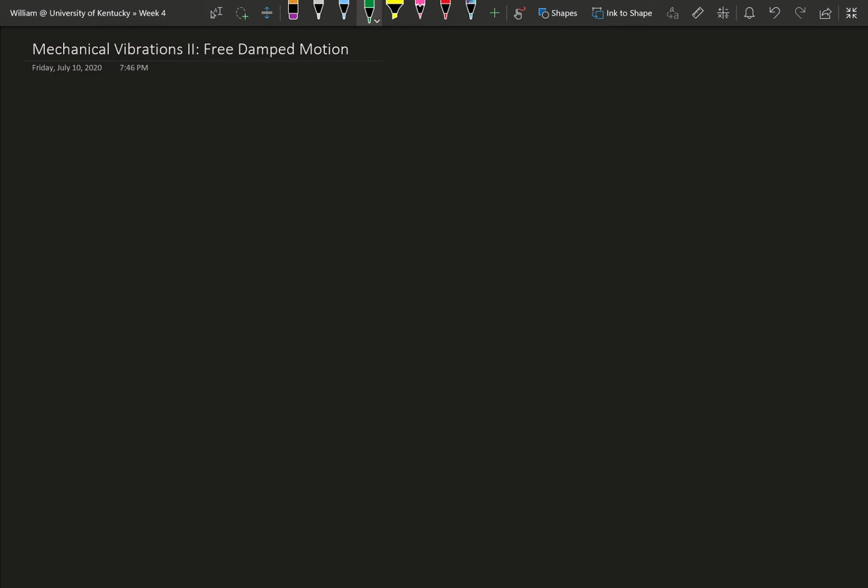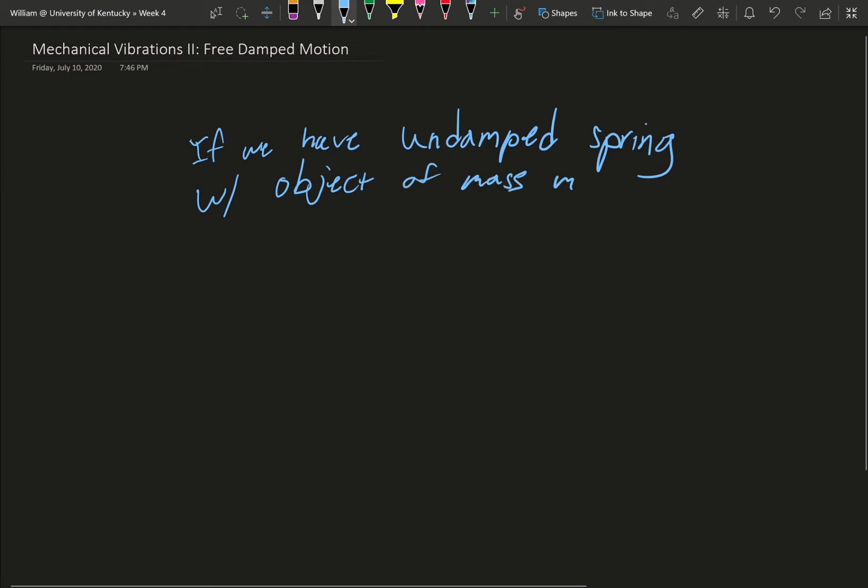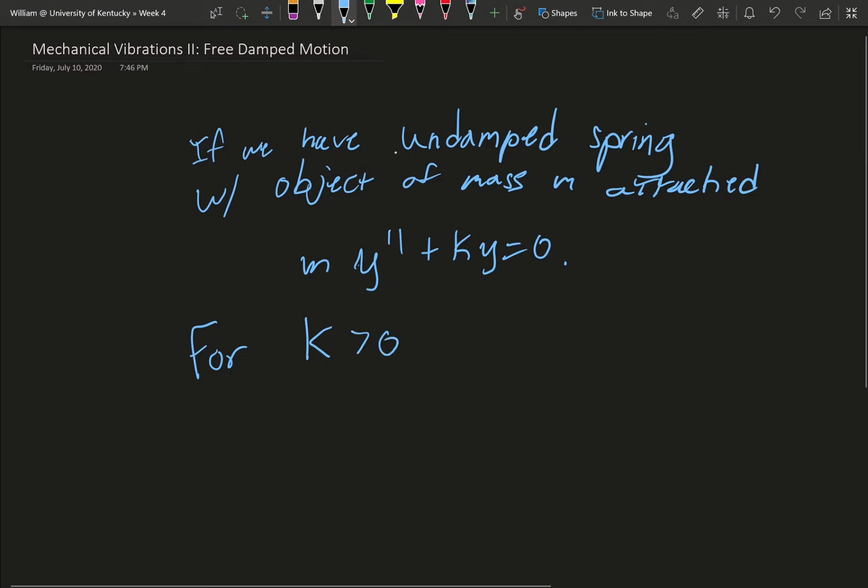Welcome to this video. We're going to discuss briefly what happens if we have damped motion. Recall that last time, if we have a simple spring, which we're just going to call undamped, with an object of mass m attached, then the movement can be modeled by this differential equation, for k some positive constant.